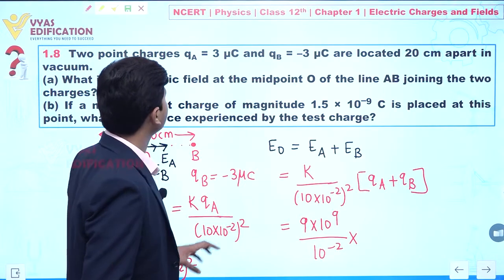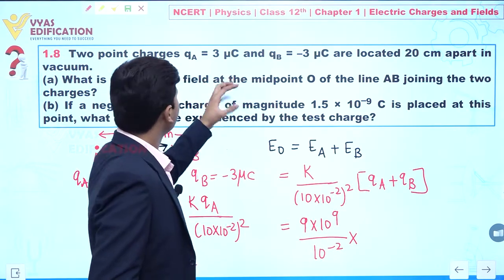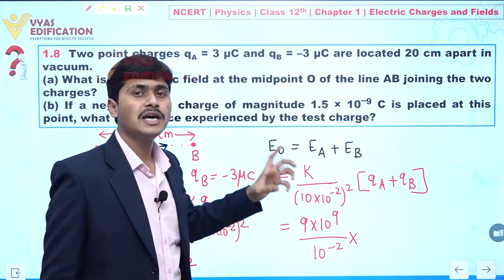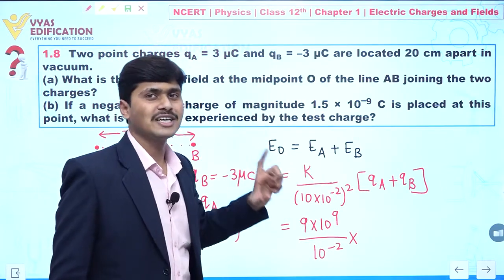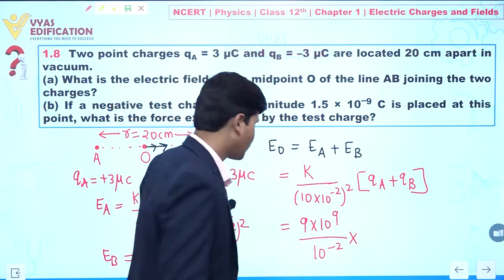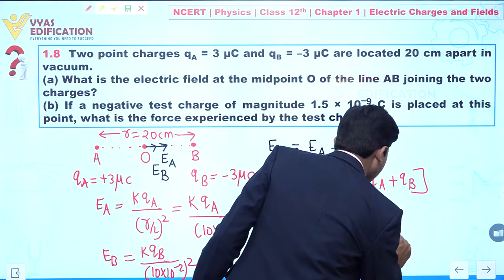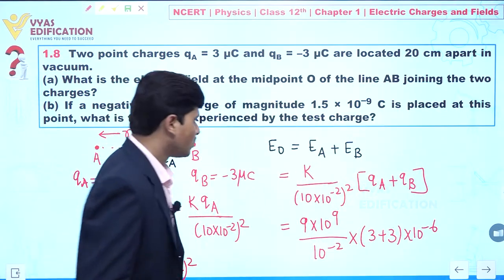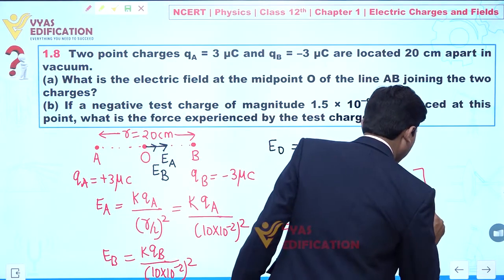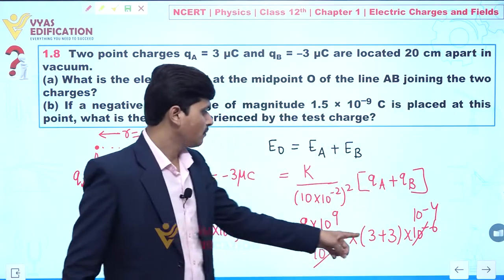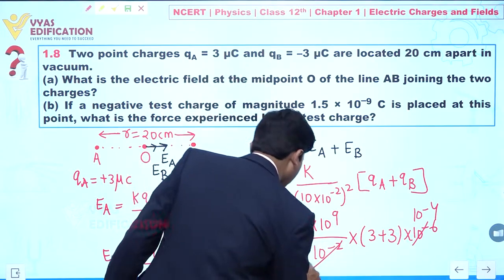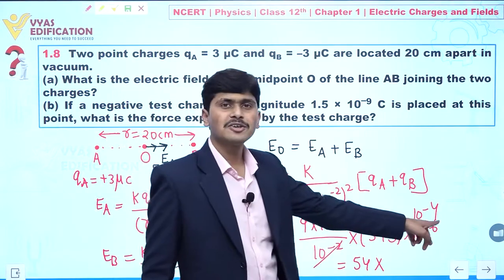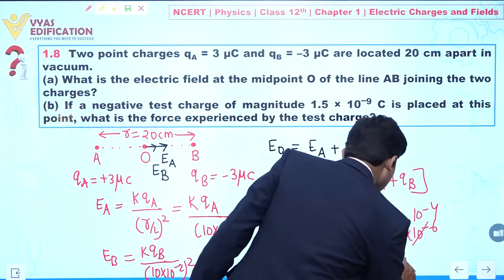QA is given to you, this is 3 microcoulomb. Important point: here you cannot write minus, because we have already taken the direction logically. So we will put just the magnitude here. Clear? So we have 3 plus 3 microcoulomb, which is 10 to the power minus 6. From here this is 10 to the power minus 4. So 9 multiply 6 is 54, so this is 54 multiply 10 to the power 9 and 10 to the power minus 4, so we can say 10 to the power 5.